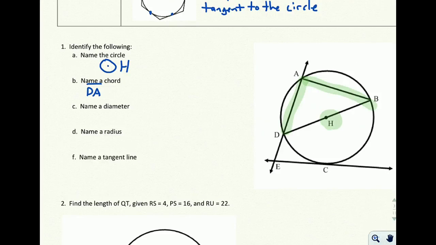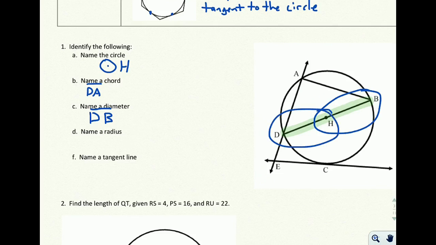It says name a diameter. Now a diameter is kind of like a chord in that it goes edge to edge, but it specifically goes through the center of the circle. So DB would be a good example of a diameter, DB. Name a radius. A radius is half of a diameter, so we could pick HB or HD, either way. So I'm going to go HB.